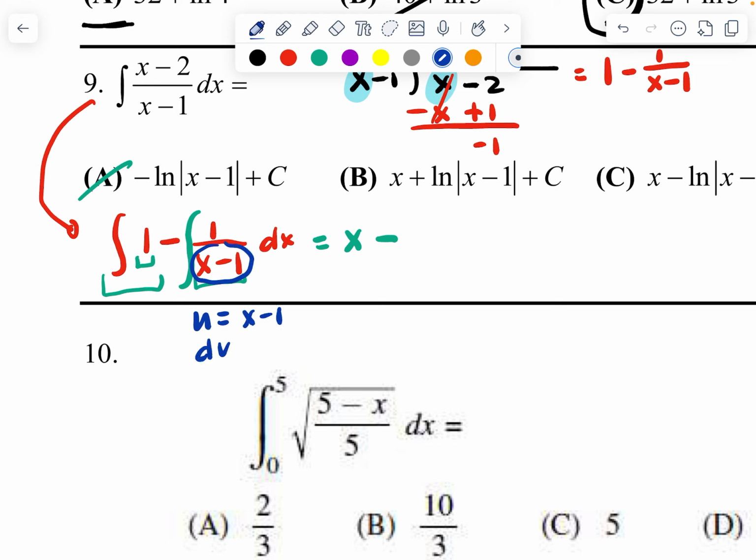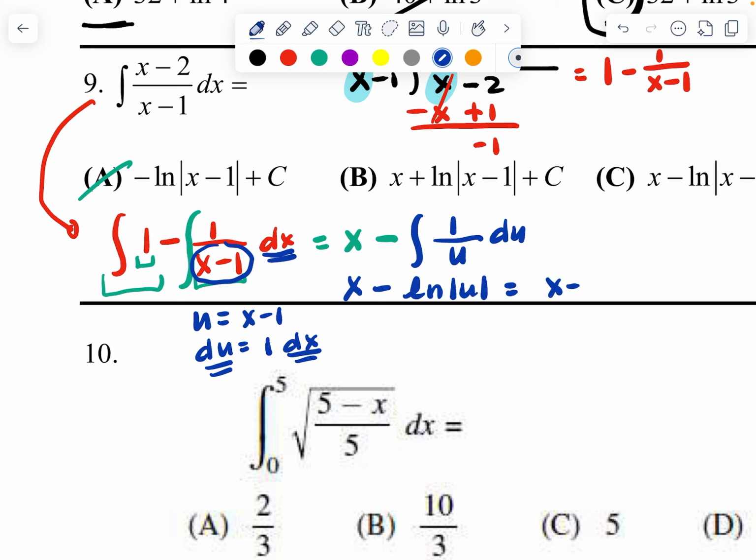And my du is just going to be my 1 dx. Okay, so let's do the u sub. So I have the integral of 1 over the x minus 1 was my u. The dx becomes the du, and there is no leftover. So integrating this, I get x minus the integral of 1 over u is the ln of absolute value of u, which is going to be x minus the ln of the absolute value of the u was x minus 1, and then plus c.